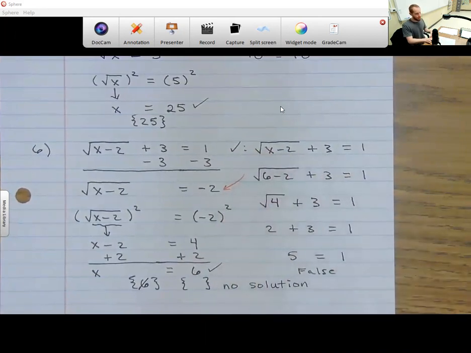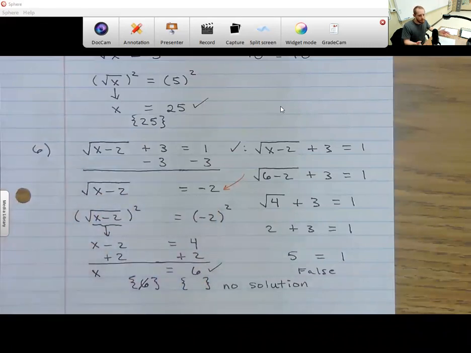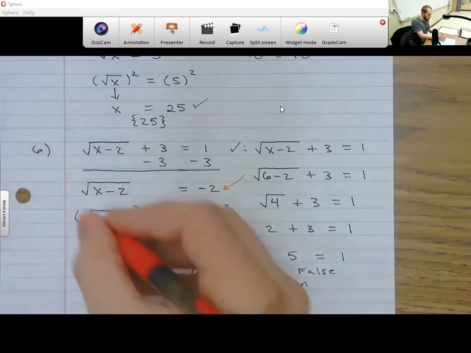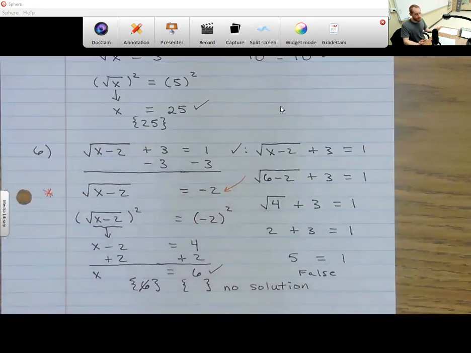Right here. Notice this. I've got the square root of x minus 2 is equal to a negative number. Is that possible? Can I take the square root of any number and get a negative? Has that ever happened? No. That's why this is messed up. It's this step right here. I've got the square root of whatever is equal to negative 2, and that simply does not work. This would have to be a positive 2, right? It would either have to be a positive number or 0. You can't take the square root of anything and get a negative number. That's why this is no solution.